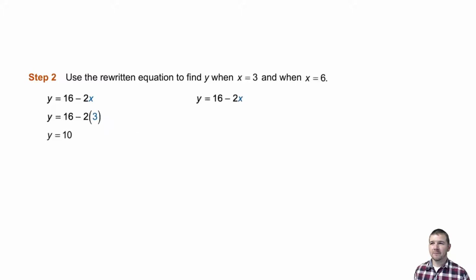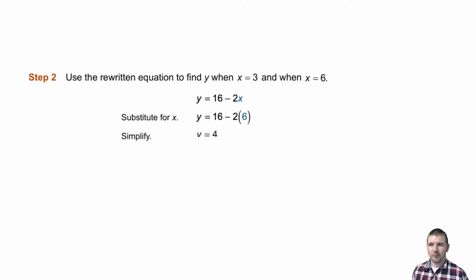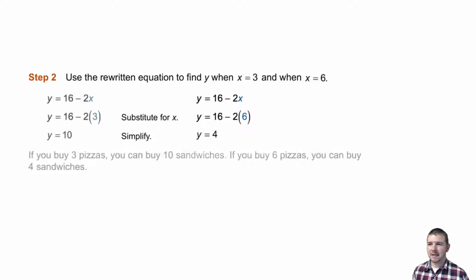Now on the right-hand side, following a similar process but substituting 6 for x, we find that y equals 4. So we can state, if you buy 3 pizzas, you can buy 10 sandwiches. If you buy 6 pizzas, you can buy 4 sandwiches.